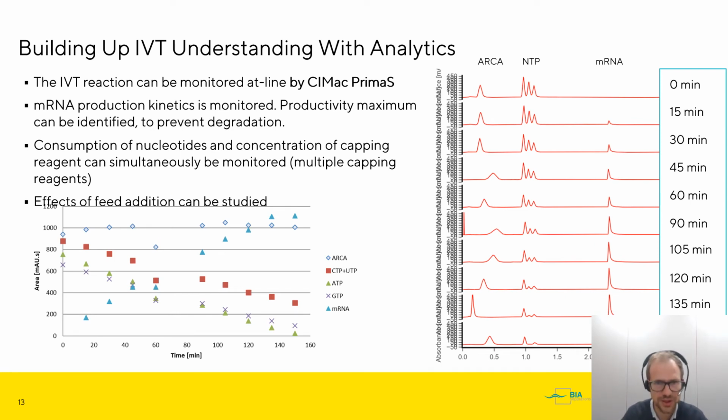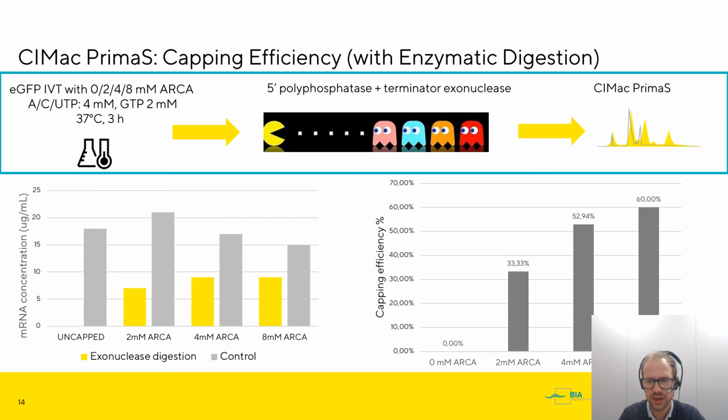And responses on the UV detector are linear, and so you can imagine using this approach to follow the progress of IVT. For example, we can monitor, for example, every 15 minutes the progress of our IVT reaction. On the right hand side we see how the mRNA peak increases while the NTPs decrease.